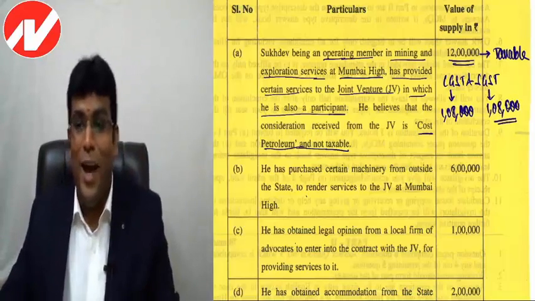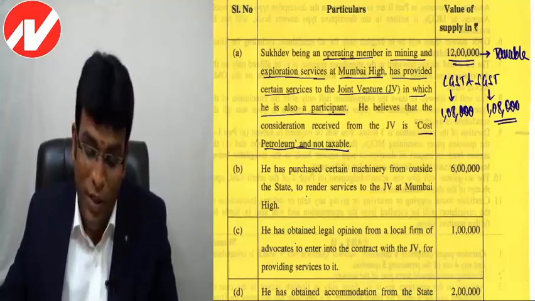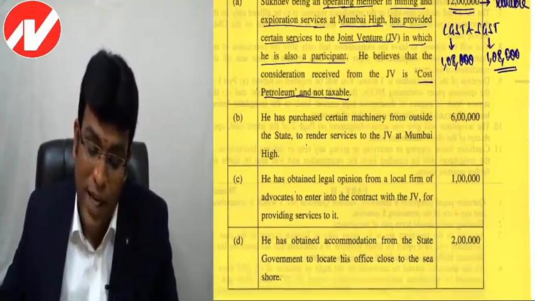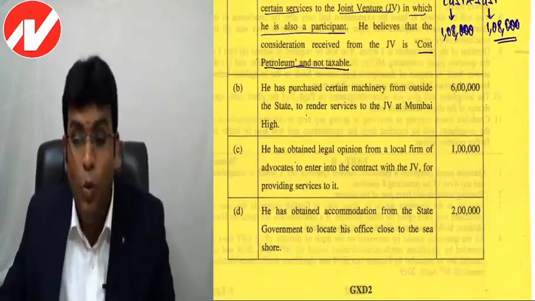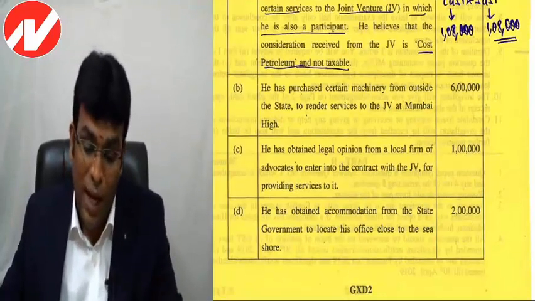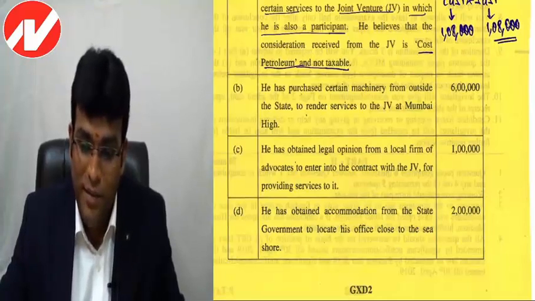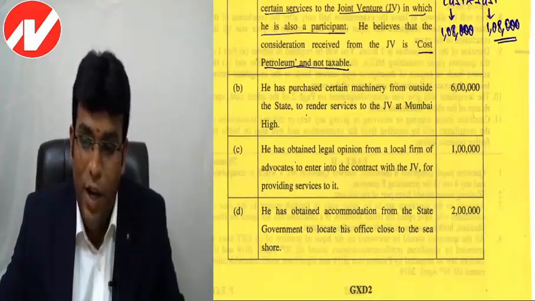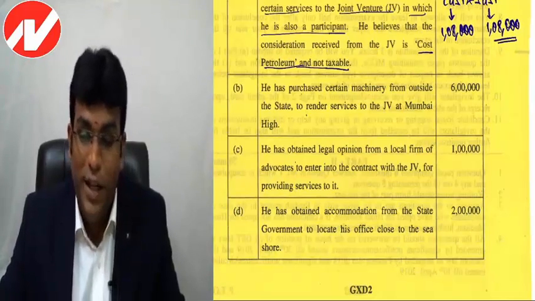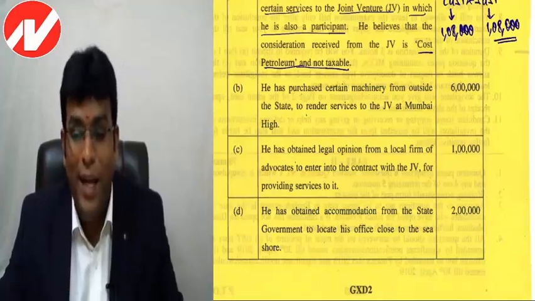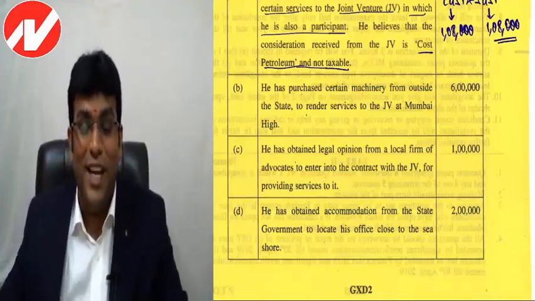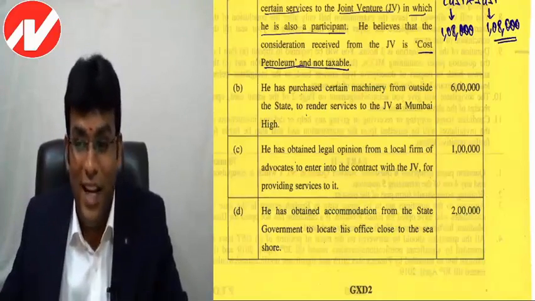That's it. I hope we got clarity on this point. Very good. Then he has purchased certain machinery from outside the state. I repeat one more time, he has purchased certain machinery from what, my dear friends? Outside the state. He purchased certain machinery from outside the state to render service to whom, sir? To render service to joint venture at Mumbai High. Very, very interesting line. Come on, my dear friends, see that line once again.